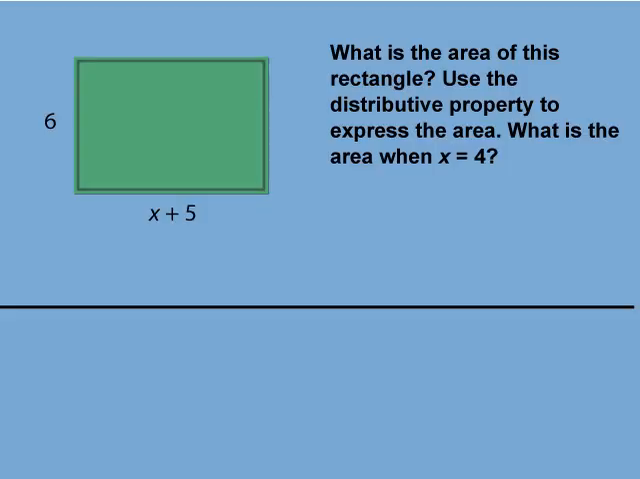What is the area of this rectangle? Use the distributive property to express the area. What is the area when x is equal to 4? The area of a rectangle is the product of the length and the width. With this rectangle, the length is a variable expression. The area of the rectangle is the product of these two expressions, 6 and the quantity x plus 5.